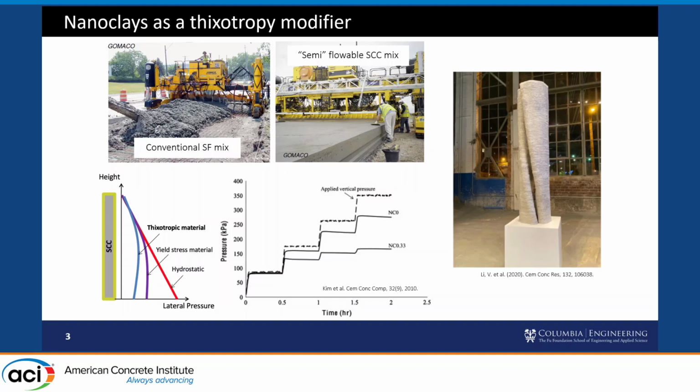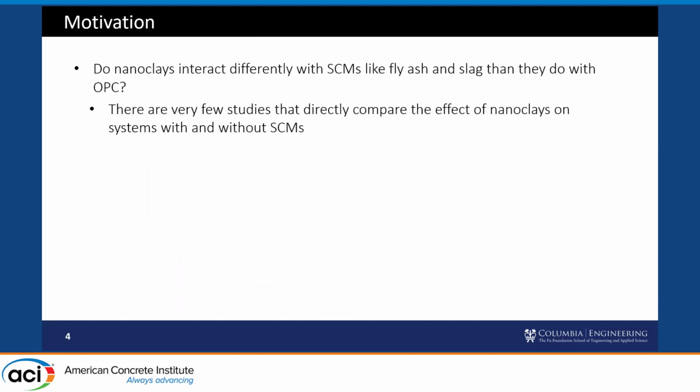Interest in nanoclays has really been increasing because of 3D printing. These properties can be very beneficial for achieving shape stability immediately after extrusion in extrusion-based 3D printing. In all of these applications, we're going to be systematically utilizing SCMs. And at the time of the study, we noticed that there really aren't very many studies that look at the effect of nanoclays and how they interact differently with OPC versus SCMs like fly ash and slag. And so that's what motivated this work.